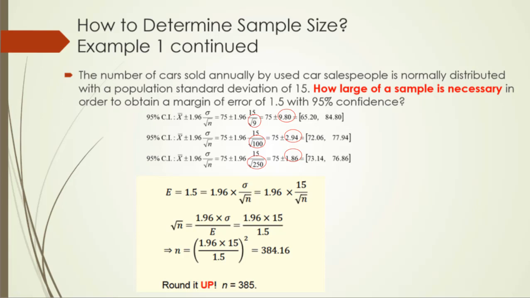We would have to round up for the sample size problems. Because if we only use a sample of 384 salespersons, the margin of error would still be slightly larger than 1.5. That is not what we wanted. So we would have to sample 385 salespersons instead.